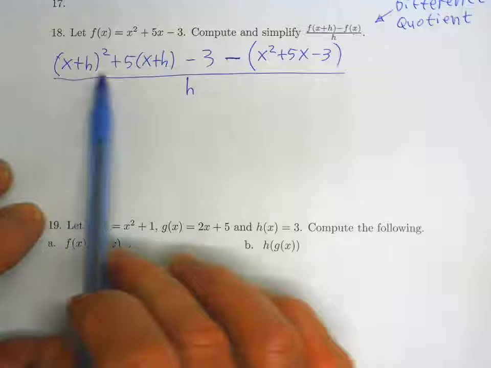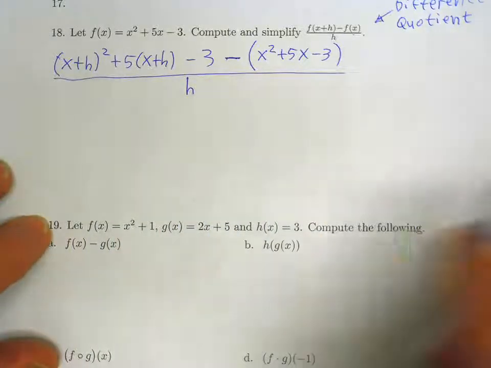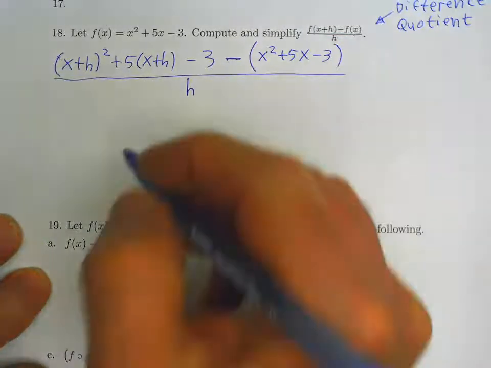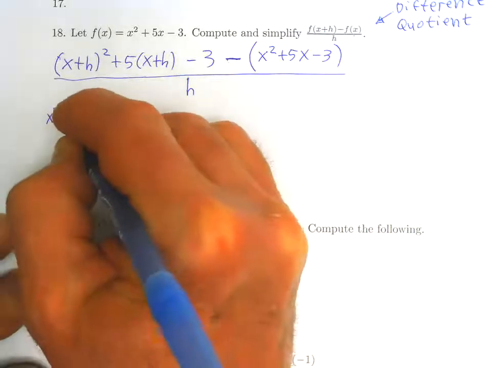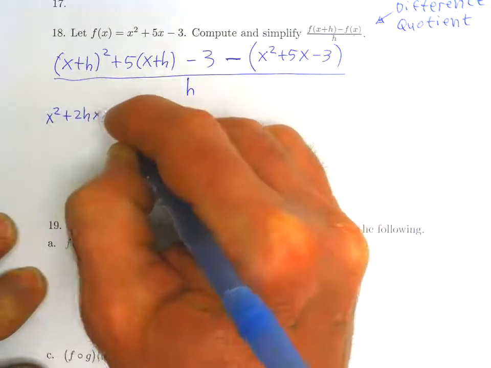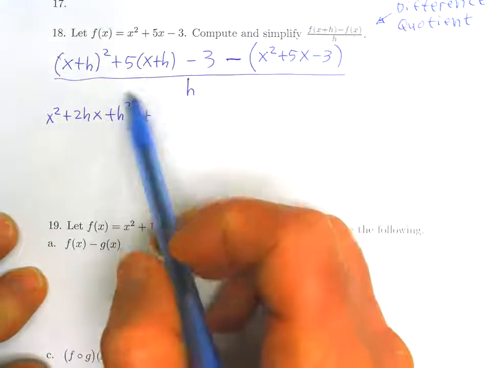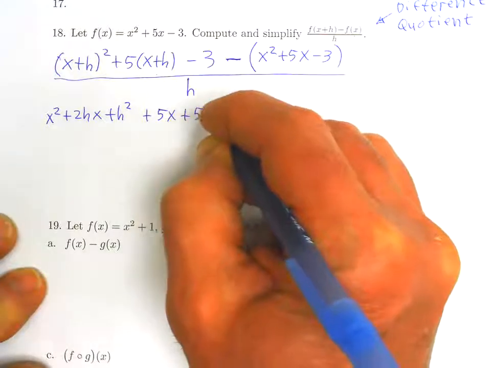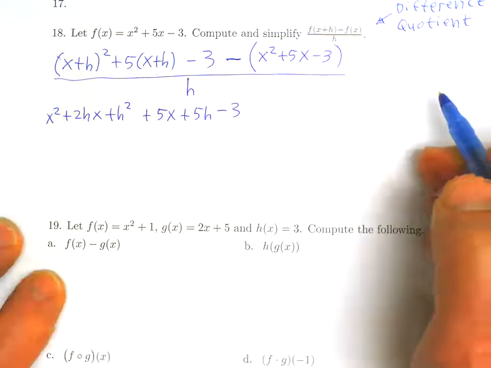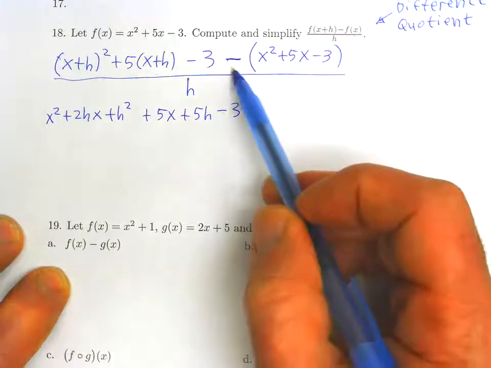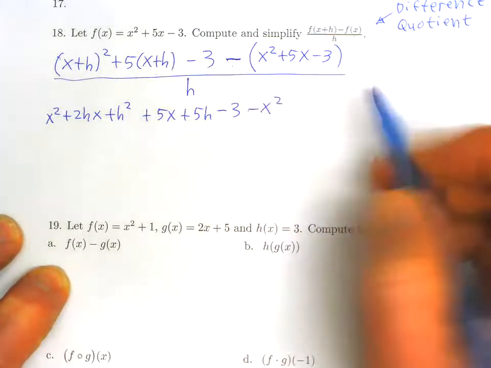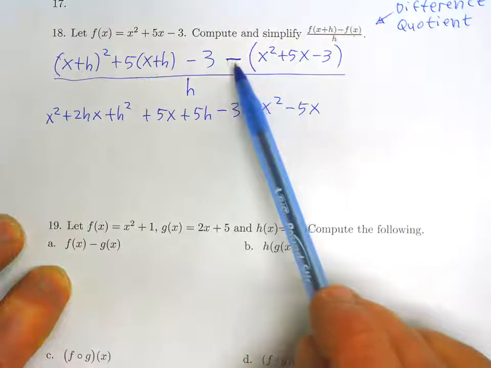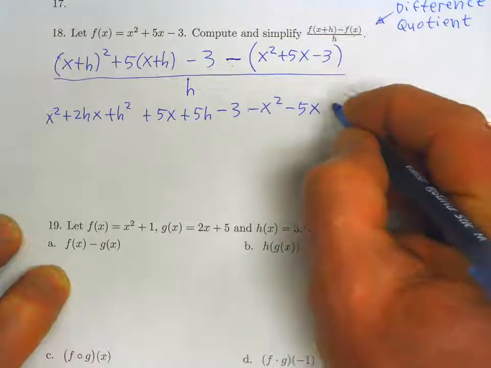So we just do algebra and arithmetic until we're completely simplified. When we square x plus h, that means x plus h times x plus h. So we'll get a total of x squared plus 2hx plus h squared. And then plus 5 times the binomial x plus h. That's plus 5x plus 5h. And then minus 3. And then we distribute subtraction. We subtract x squared. We subtract 5x. And if we subtract negative 3, that's equivalent to adding 3.